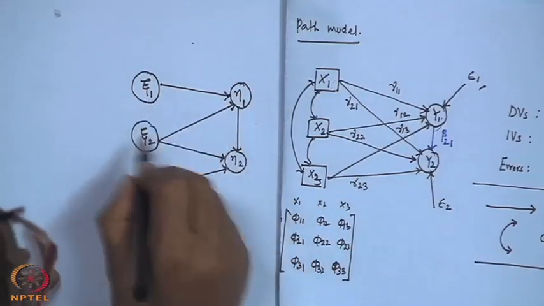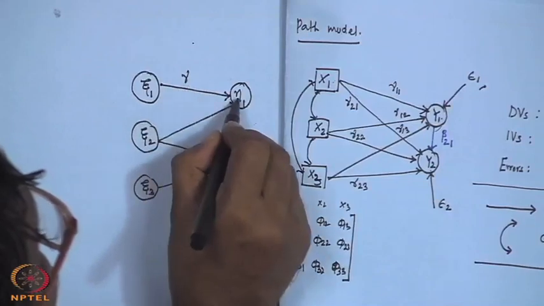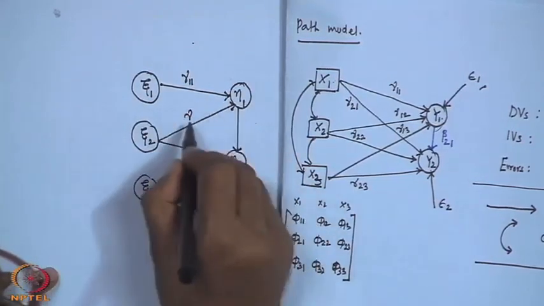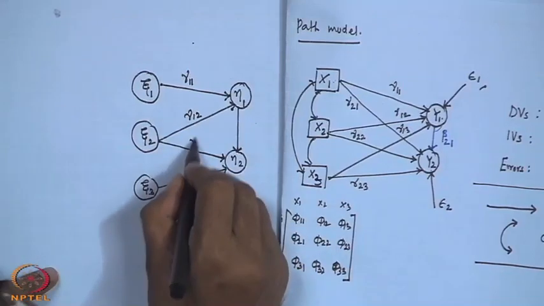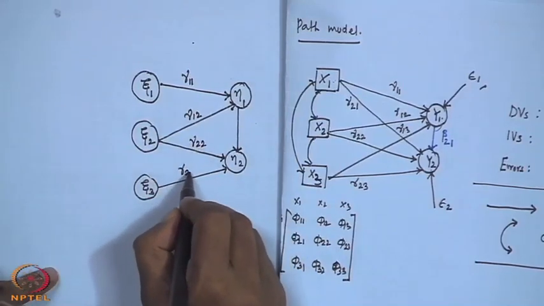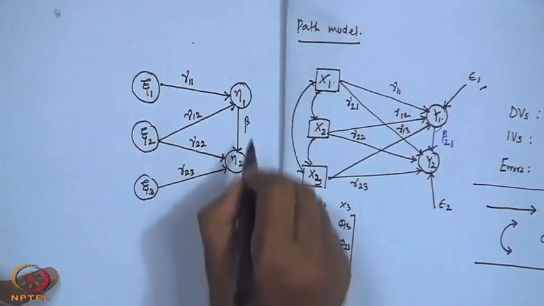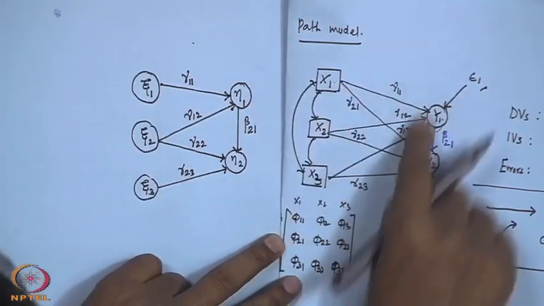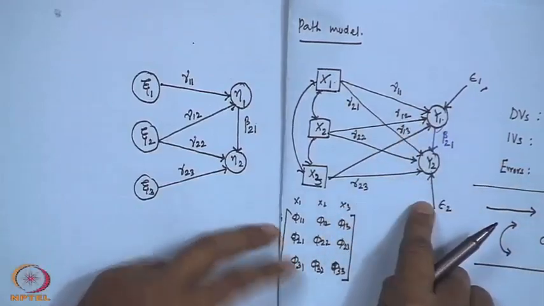Okay. So, I can write that eta 1 is affected by xi 1 means gamma 1 1. This one is gamma 1 2, then this is gamma 2 2, this is gamma 2 3, and this one is beta 2 1, eta 2 affected by eta 1. The coefficients, as usual, we are writing here.